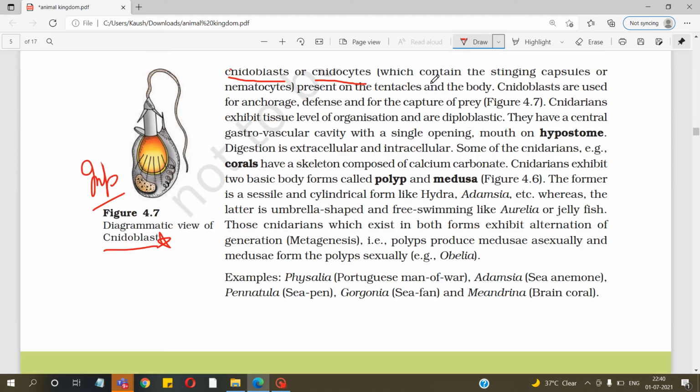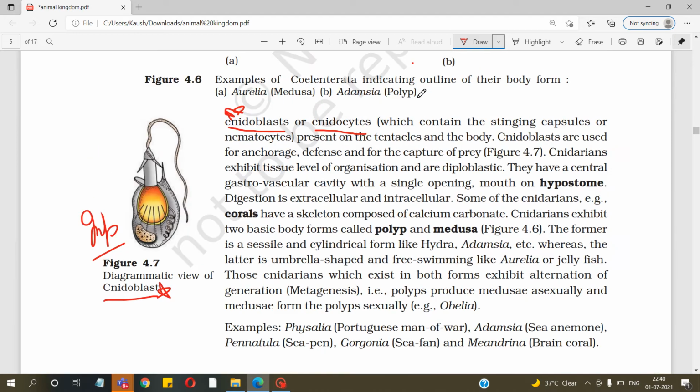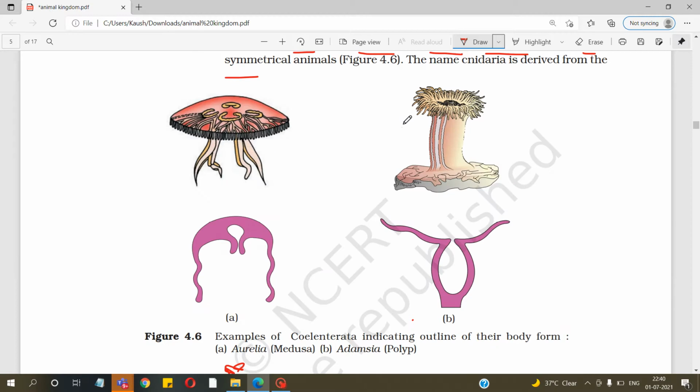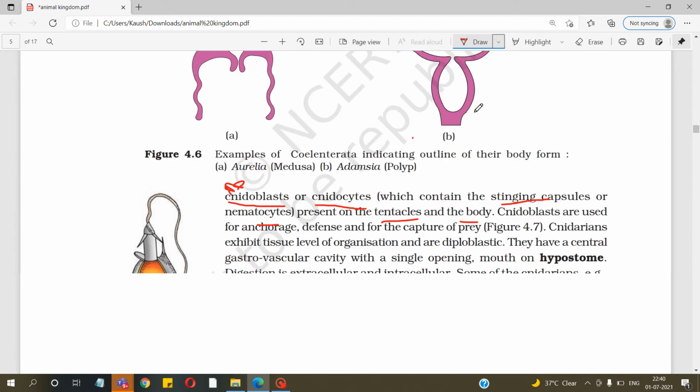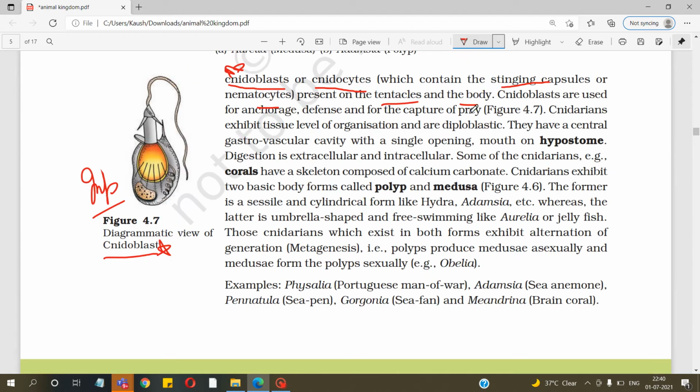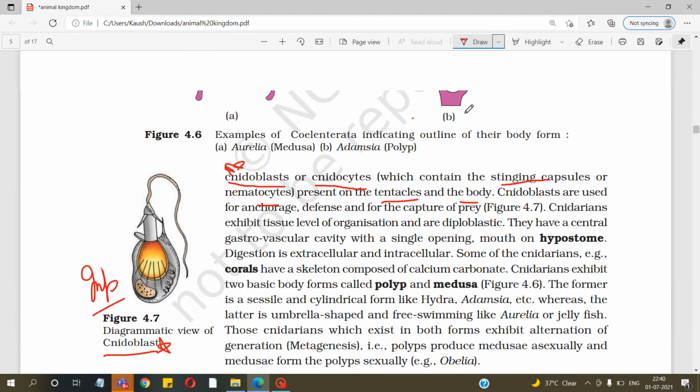All right. Now, what is the function of these cnidoblast cells that are also called cnidocytes? So they are just stinging cells. They have some stinging capsules or nematocytes that are present on the tentacles of the body, right? What are tentacles? These structures are called tentacles. Cnidoblast cells will be present right here. And I told you these can be fixed and they can also be motile.